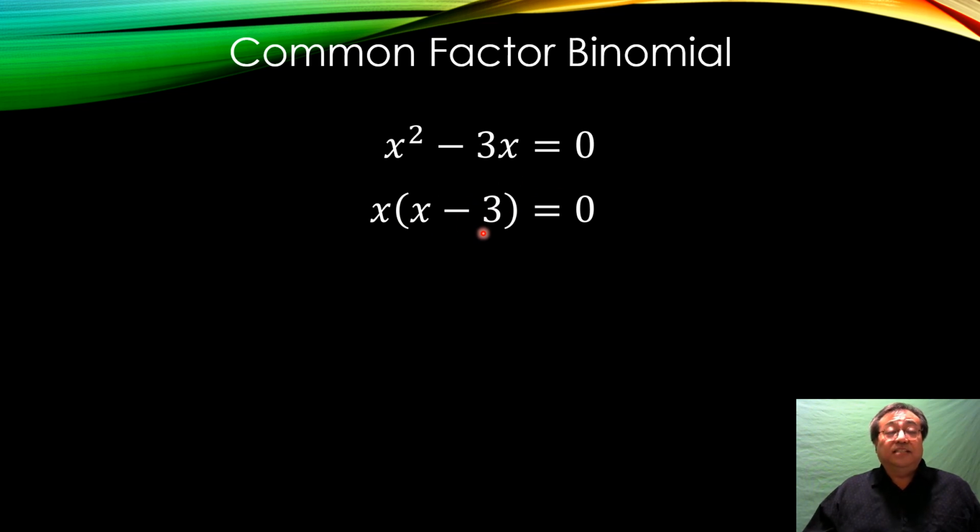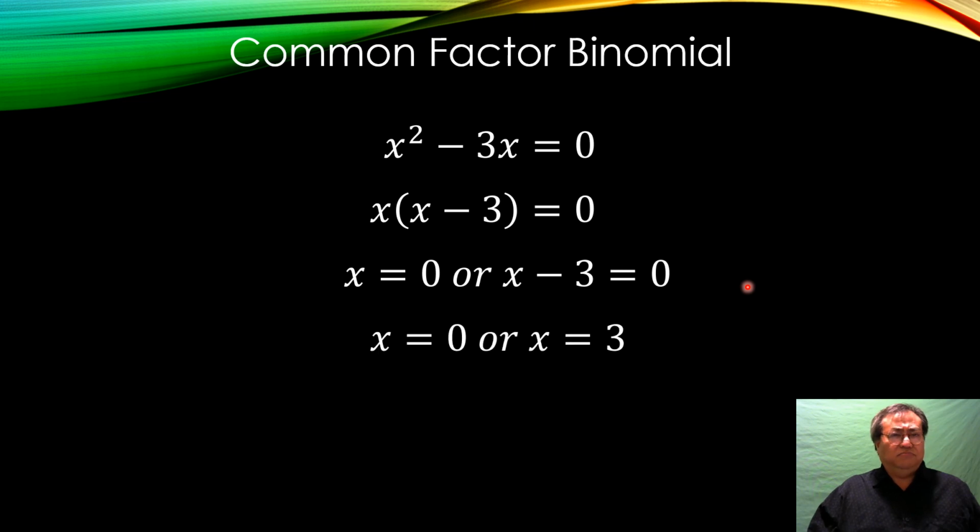Okay? Since it's in factored form, that means one of them has to be a 0. I'm sorry, factored form equal to 0 makes it so that one of them has to be 0. So that means x equals 0 or x minus 3 equals 0. That means x equals 0 or x equals 3. So these numbers make the original equation true.